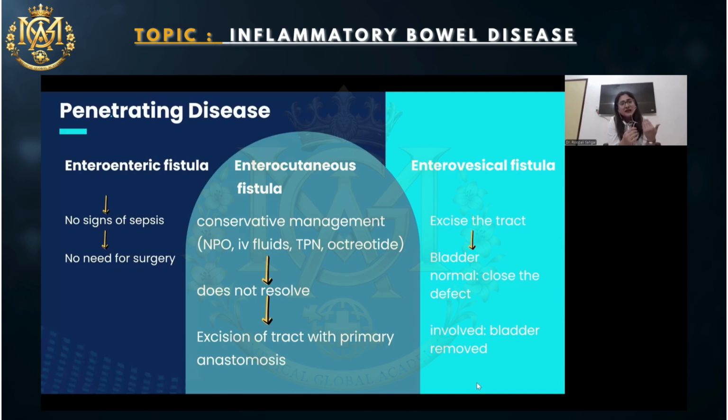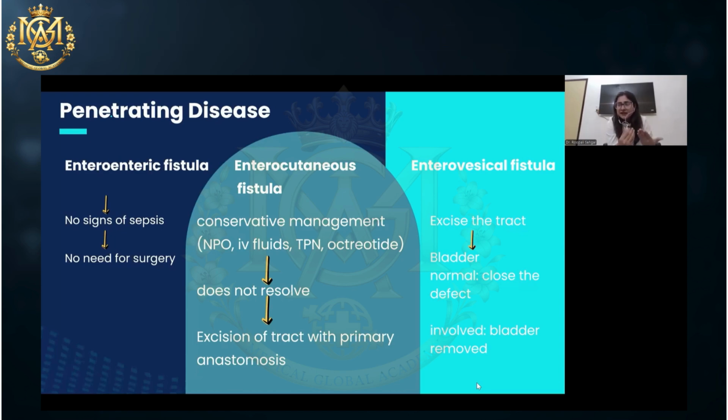Also, in cases of enterocutaneous fistula, we check for the output of the fistula. For low output fistulas, the cutoff being around 500 ml output per day, we can give a trial of conservative management. Now, what does this conservative management mean?